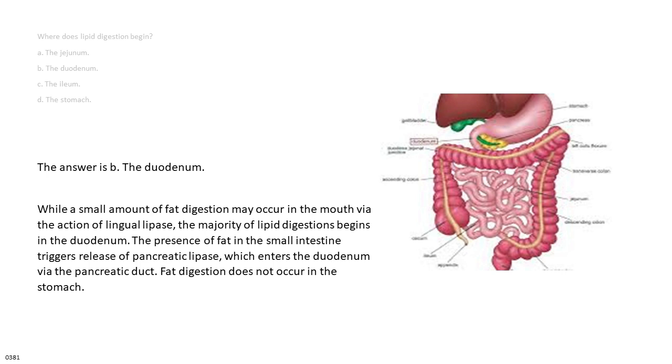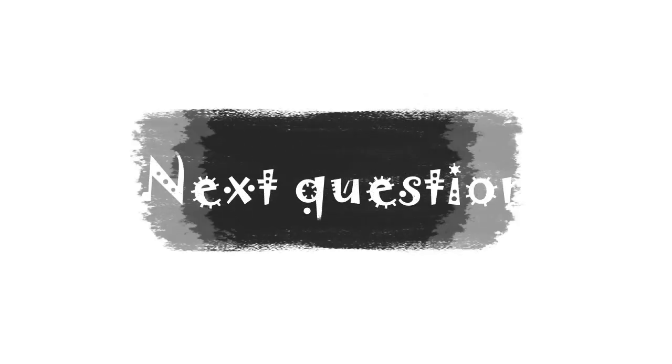While a small amount of fat digestion may occur in the mouth via the action of lingual lipase, the majority of lipid digestion begins in the duodenum. The presence of fat in the small intestine triggers release of pancreatic lipase, which enters the duodenum via the pancreatic duct. Fat digestion does not occur in the stomach.